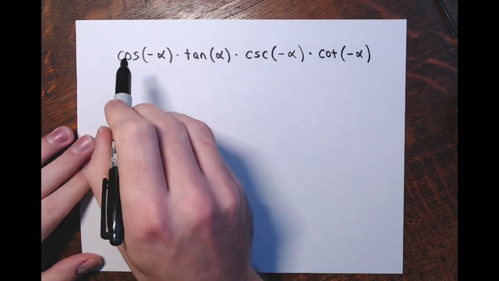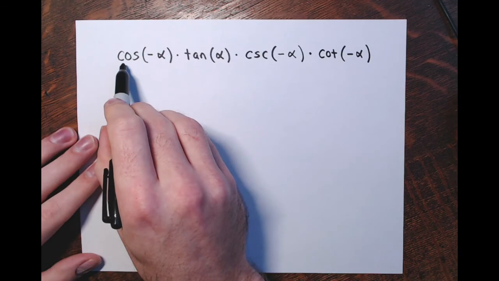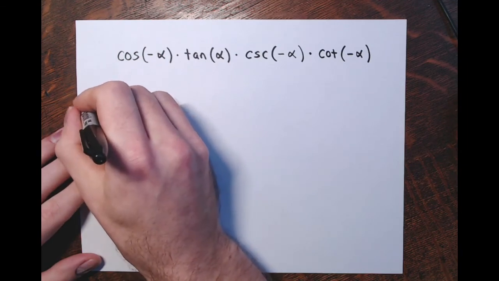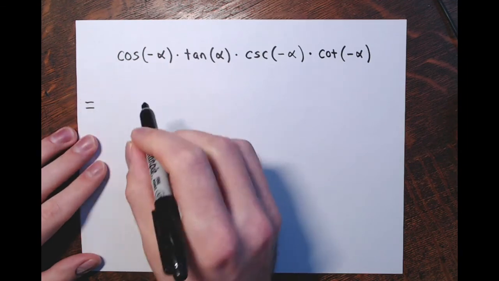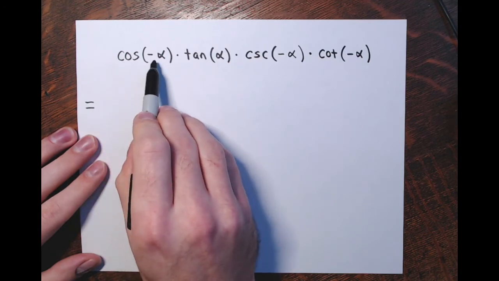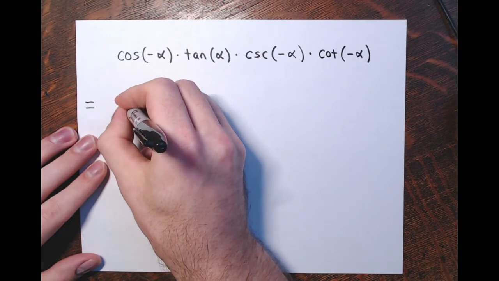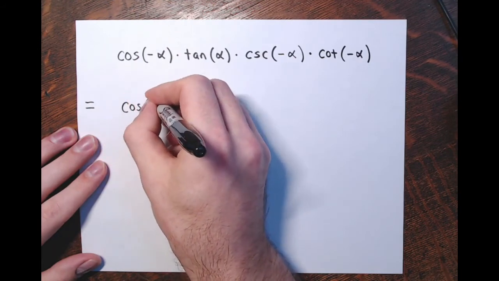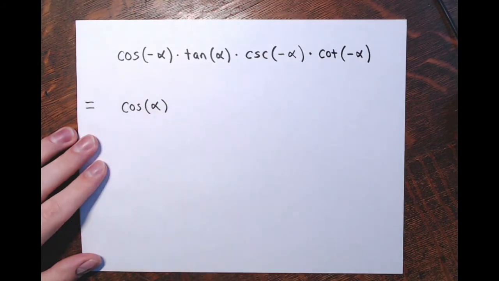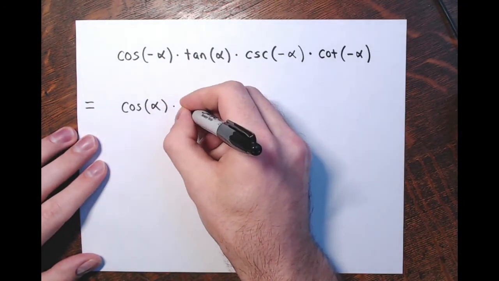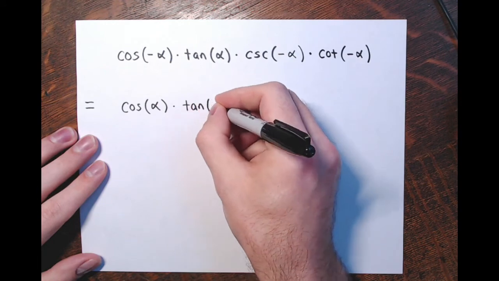So, using the even-odd identities, this is equal to, now the cosine of negative alpha would be equal to just the cosine of alpha. Remember, cosine was one of the only two even functions. Times, then we have the tangent of alpha, that already has just alpha in it.